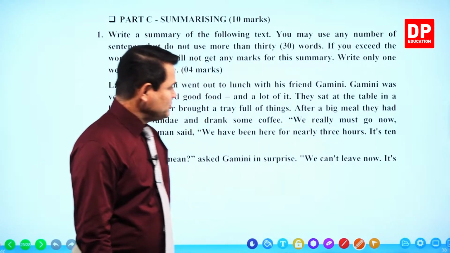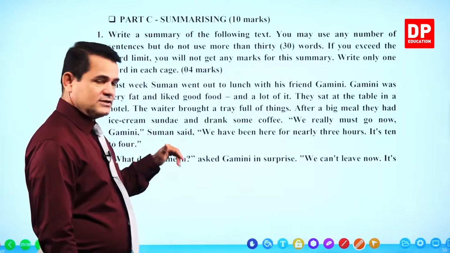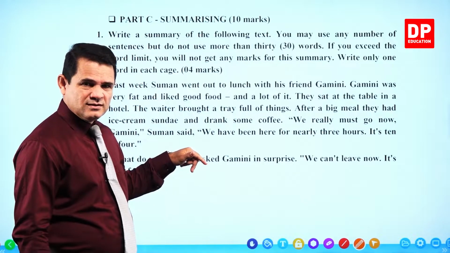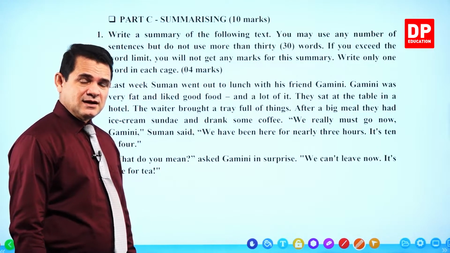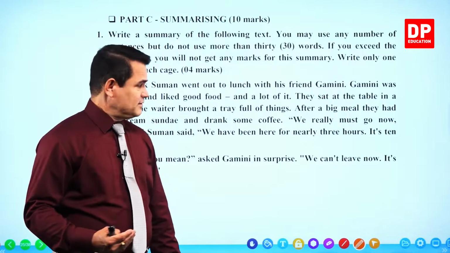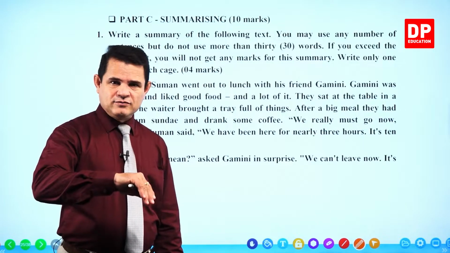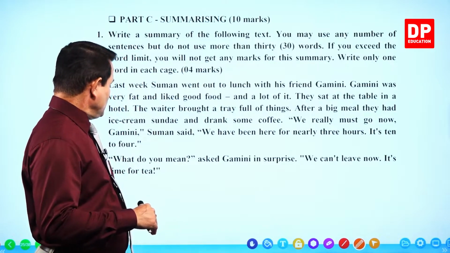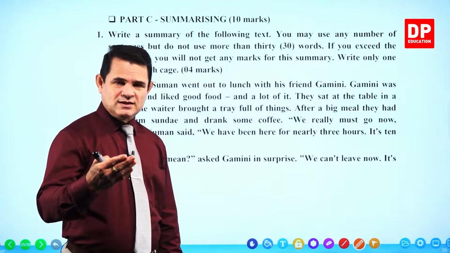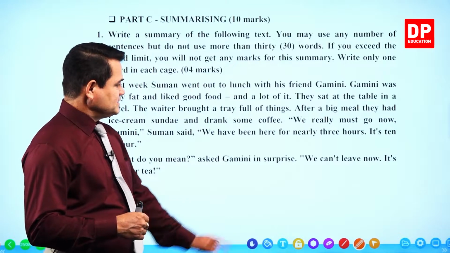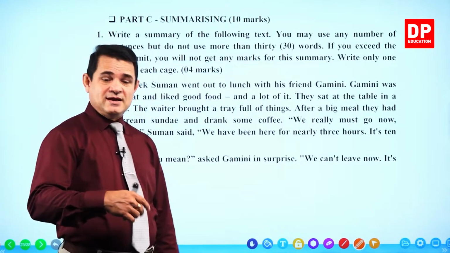"And we really must go now, Gamini," Suman said. We have been here for nearly 3 hours. It's 10 to 4. Right, he told the time. "What do you mean?" asked Gamini in surprise. "We can't leave now. It's time for tea."